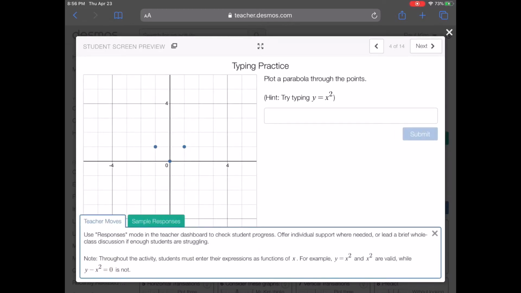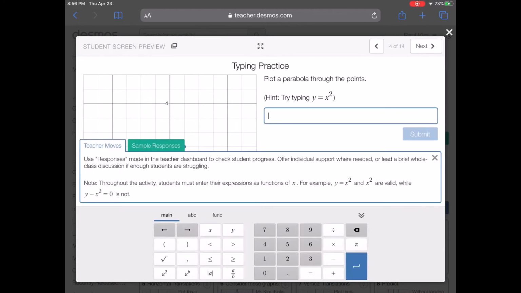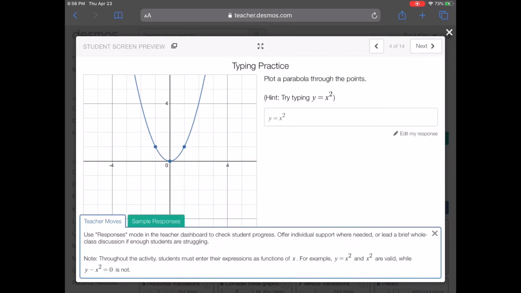Now in this first case, they want us to know how to type functions. The way you would type y equals x squared would be you'd start with y equals, and then here you can just press x and then the exponent button. And that would be one way you can do that.